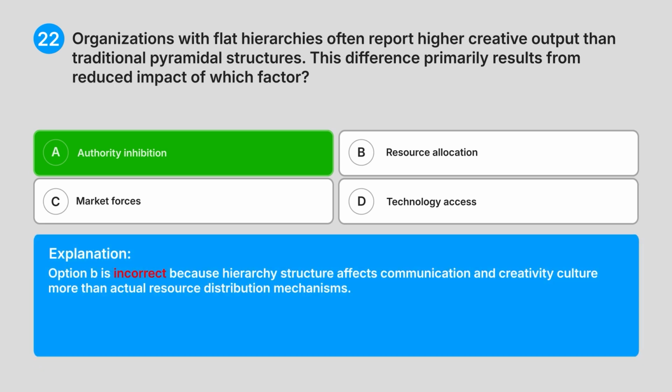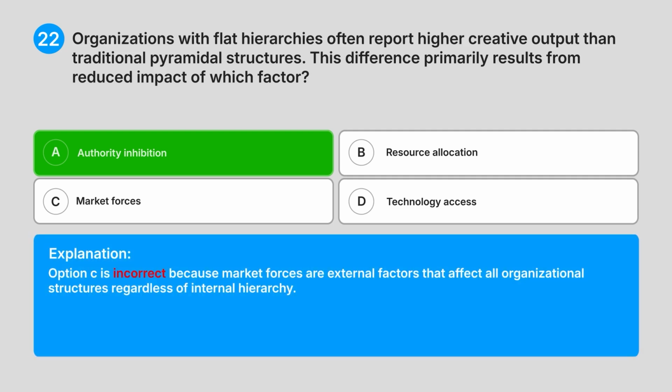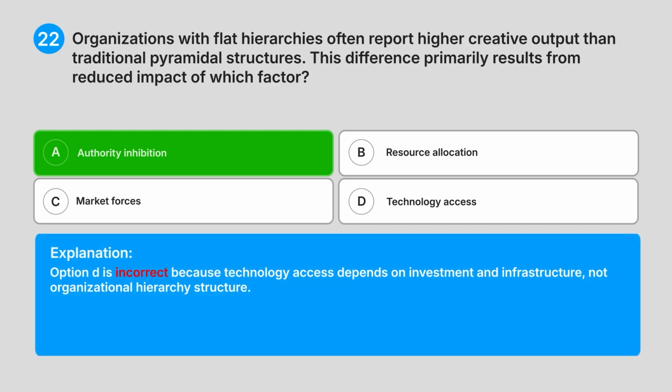Option B is incorrect because hierarchy structure affects communication and creativity culture more than actual resource distribution mechanisms. Option C is incorrect because market forces are external factors that affect all organizational structures regardless of internal hierarchy. Option D is incorrect because technology access depends on investment and infrastructure, not organizational hierarchy structure.